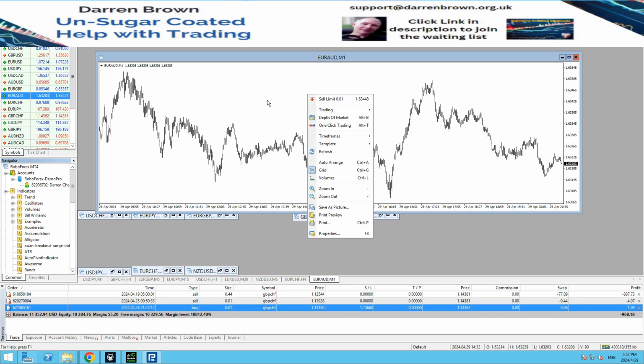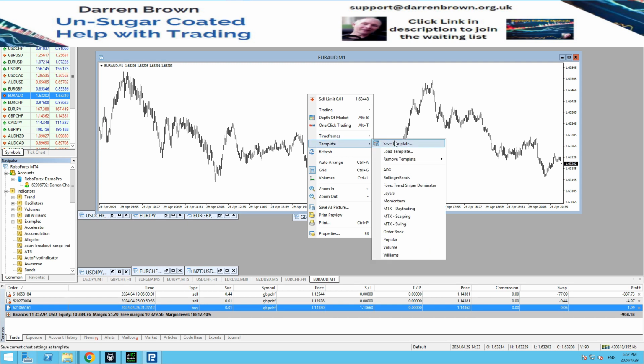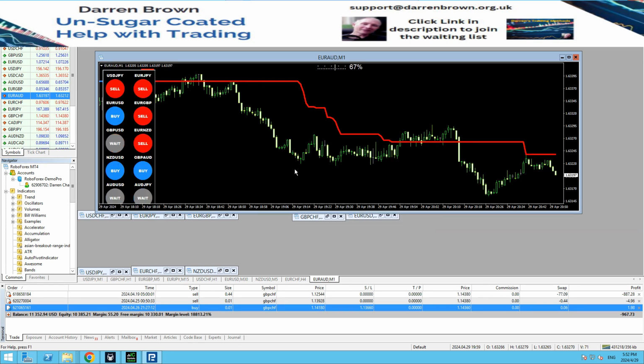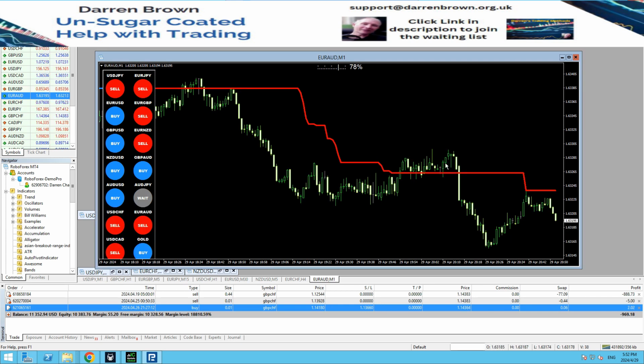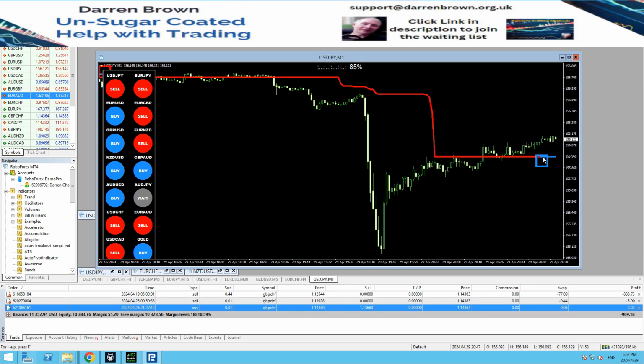So right mouse click on the chart, move to template, and then you want to scroll down and you see where it says the Forex Trend Sniper Dominator. Click on this and it's completely added everything that we require to be able to start to use this as a sniper. And you can see that if we click on these links, this is USD JPY, you can see that this one's just come up where you've got a box.